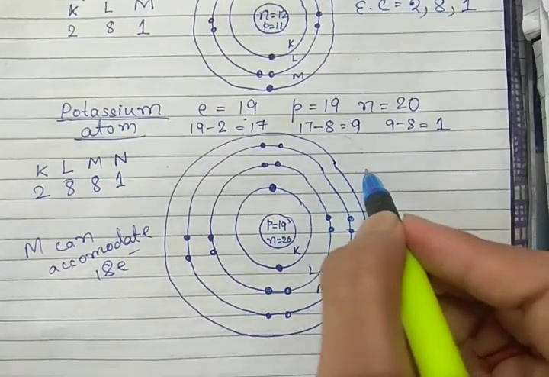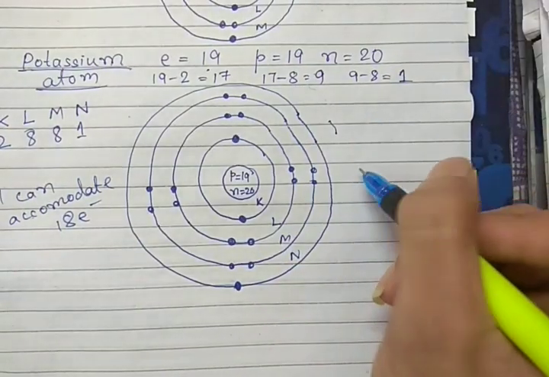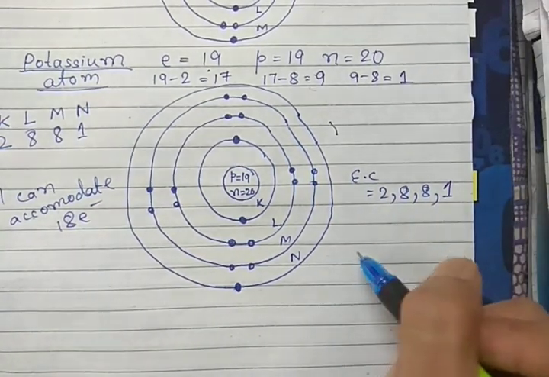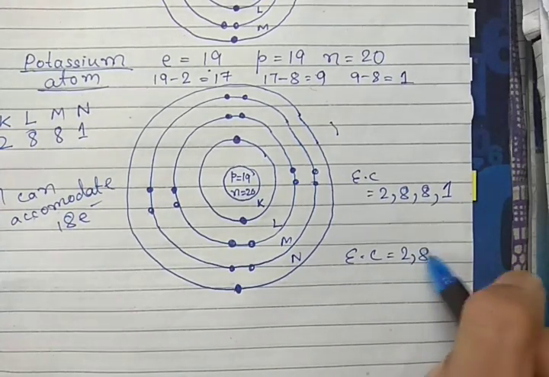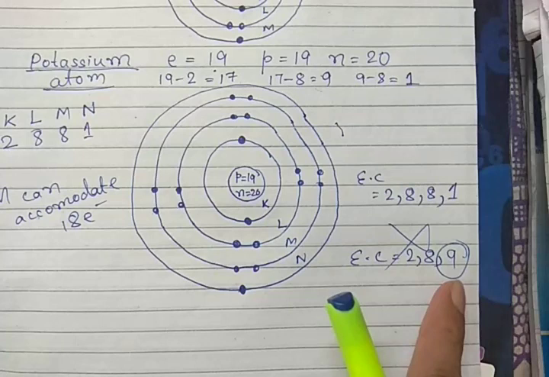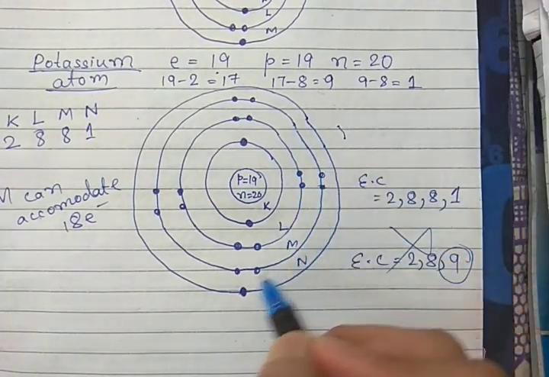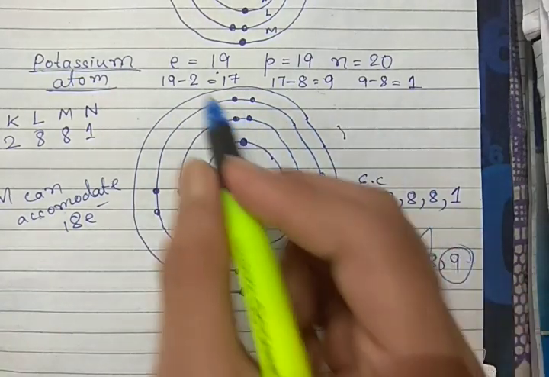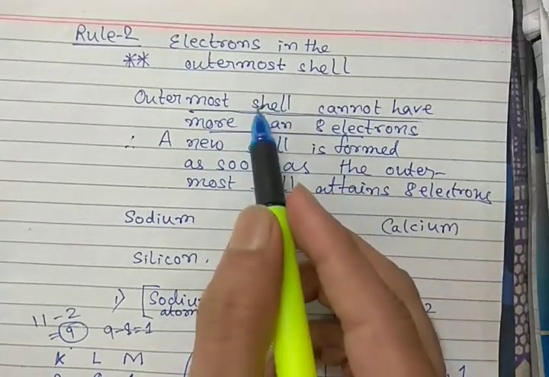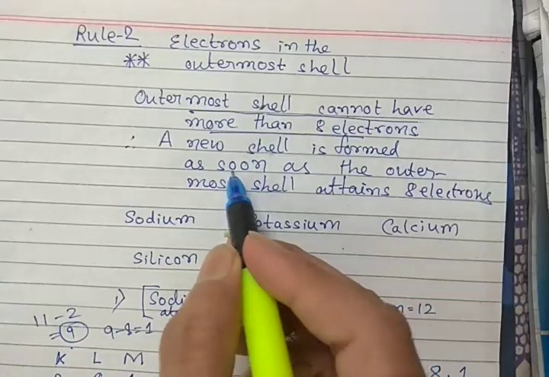Okay, so N shell will have 1 electron. I am placing it in the N shell. So the electronic configuration is 2 8 8 1. If it was written 2 8 9, it would have been wrong, because although the M shell has the capacity to accommodate 9 electrons, as soon as 8 electrons are placed in the M shell, a new shell will be formed, because according to the Bohr-Bury rule, the outermost shell cannot have more than 8 electrons. A new shell is formed as soon as the outermost shell attains 8 electrons.